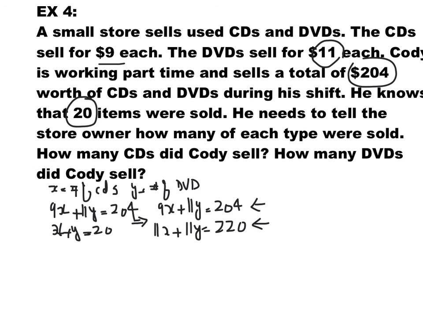So 11X minus 9X gives me 2X. 11Y minus 11Y gives me 0. 220 minus 204 is going to give me 16. Now if I divide by 2, 16 divided by 2 is 8. So X is 8. This means that the total number of CDs sold is 8.